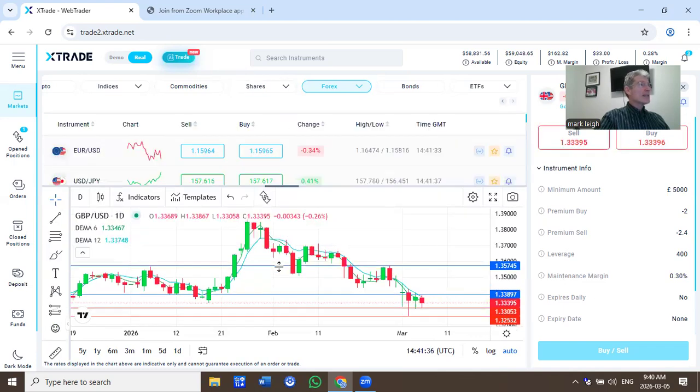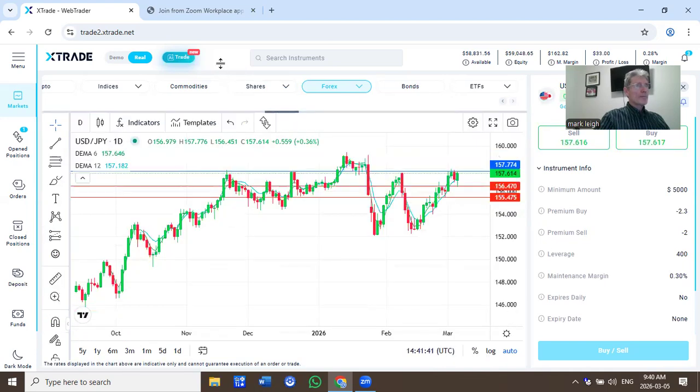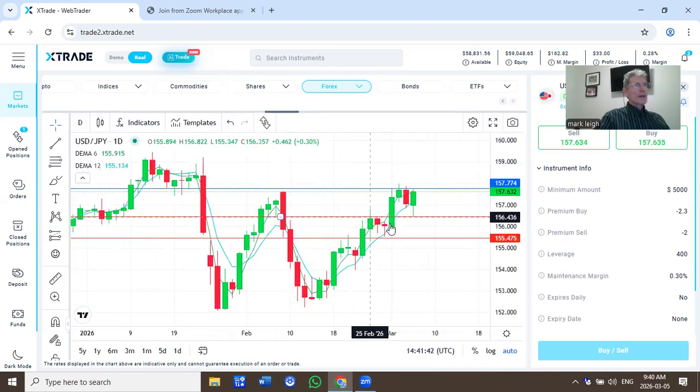US dollar against the yen. Here, strong US dollar recouped almost all of yesterday's losses. I've got support at 156.47. I've got resistance at 157.77. Once again, this resistance area is going to get tested with strong US. Buyers will look for a test, break above this and look up to the 158 level.